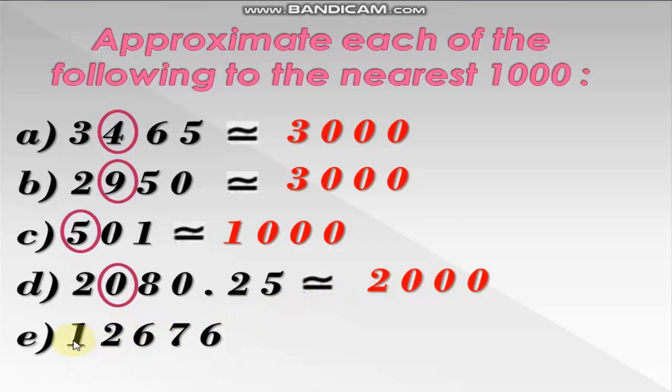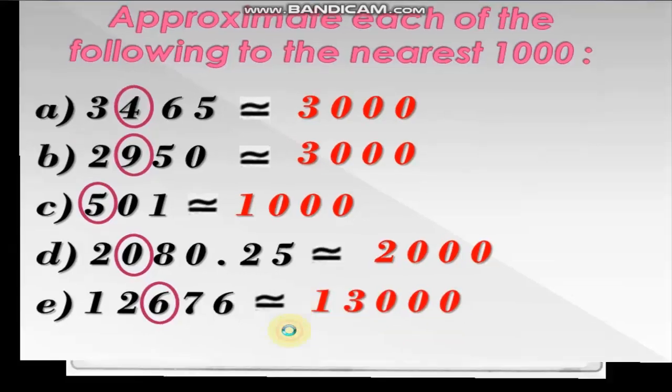Letter E. 12,676. Thousand here is number 2. Look at the hundreds. Hundreds here is number 6. 6 is greater than 5. So we replace hundreds, tens, and units by 3 zeros and add 1 to the thousand. So number 2 here became number 3 and 1 keeps its value. It became 13,000.